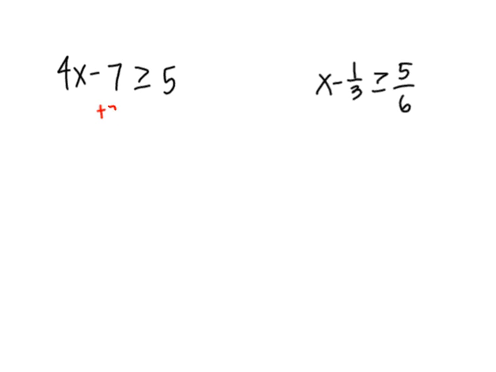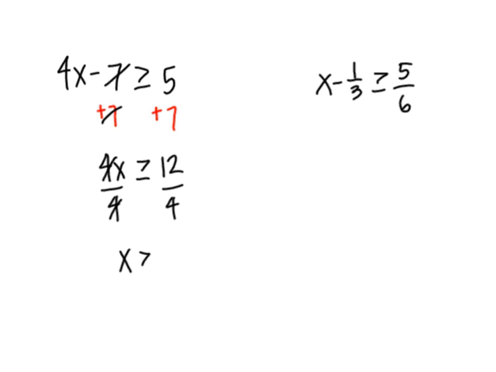So I'm going to add 7 to both sides. So that tells me that 4x is greater than or equal to 12. To get x by itself, right now it's being times by 4. The opposite of times is to divide, so we'll divide both sides by 4, and x is greater than or equal to 3.